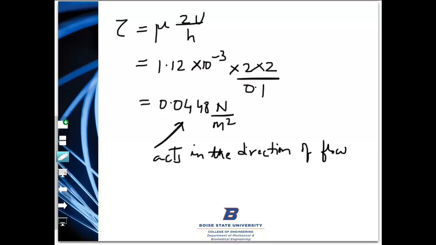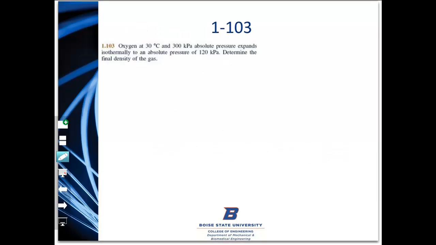Okay, all right, let's go on to the next problem. Oxygen at 30 degrees Celsius and 300 kilopascals absolute pressure expands isothermally to an absolute pressure of 120 kilopascals, and you're asked to determine the final density of the gas. So in this case, we want to know what an isothermal process is.